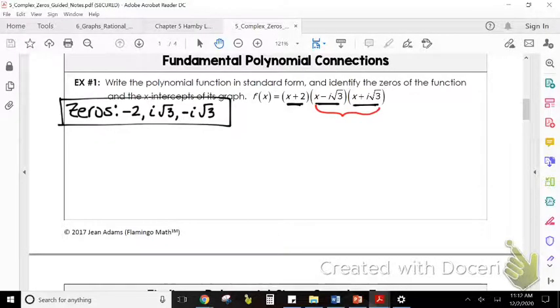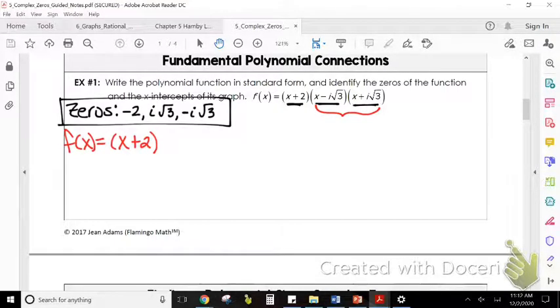The whole reason they're conjugate pairs is so that when you multiply them, the positive and the negative i square root of 3 will end up canceling out, or it'll become something else. The i is going to disappear. All right, so when we go to multiply this, I'm just going to bring down for now that x plus 2.